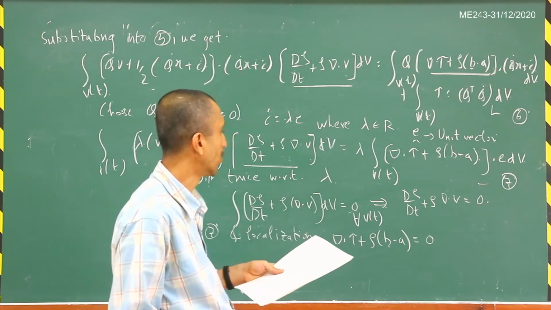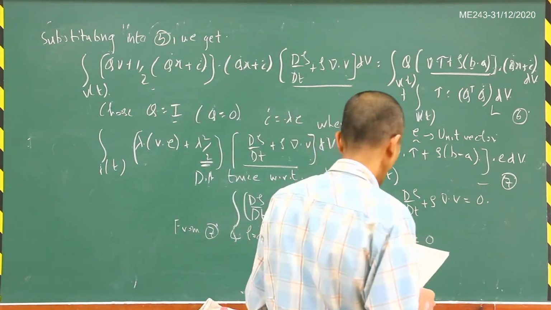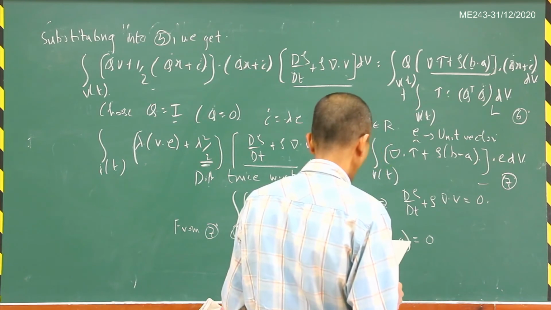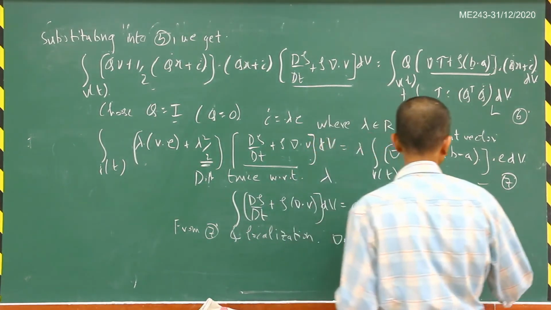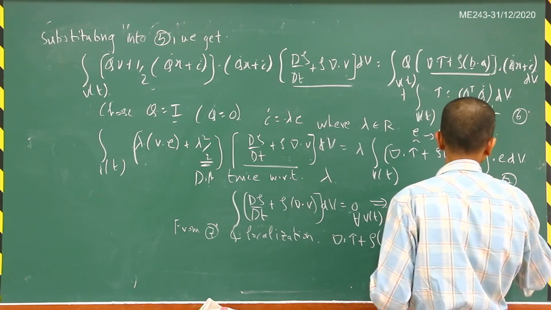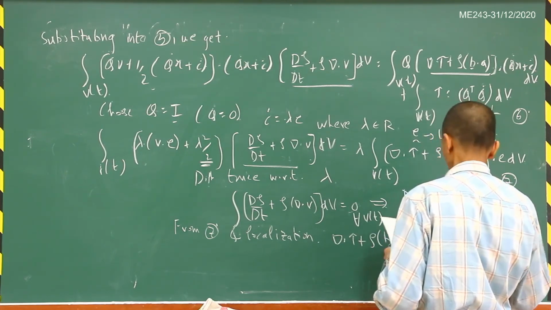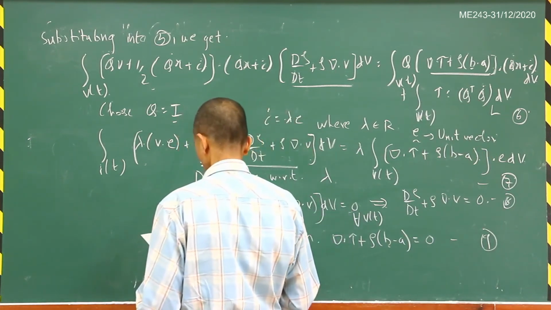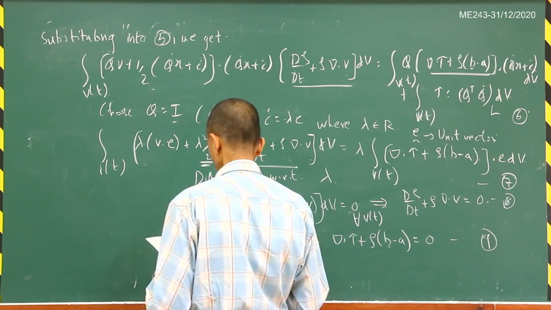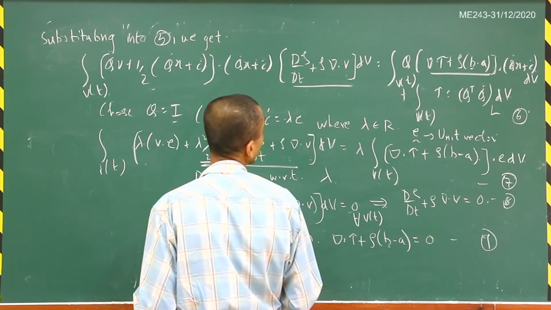Now the only thing left is the balance of angular momentum. So let's see. We will call these 8 and 9.